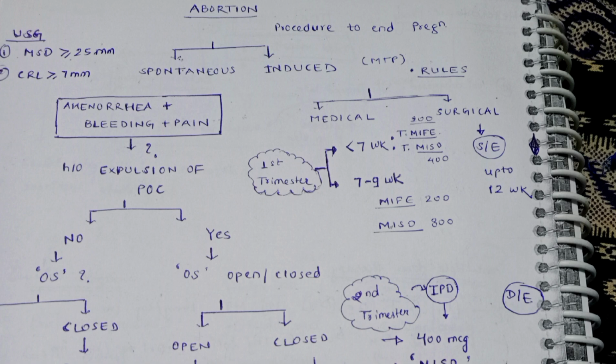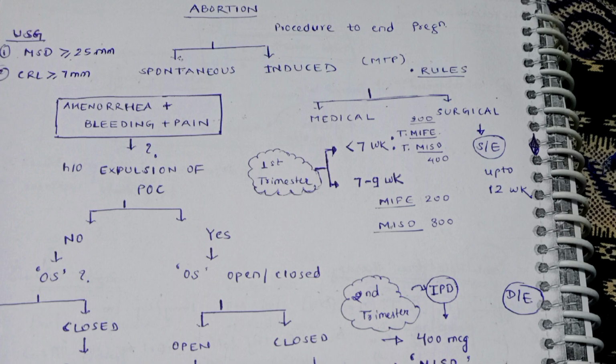After giving tab misoprostol, in the next 4 to 6 hours there is generally a release of POC from the uterus through the vagina. As misoprostol is a prostaglandin E1 analog, it helps in the contraction of the uterine muscles. If the period of gestation is between 7 to 9 weeks, we will give mifepristone 200 and misoprostol is increased to 800 microgram.